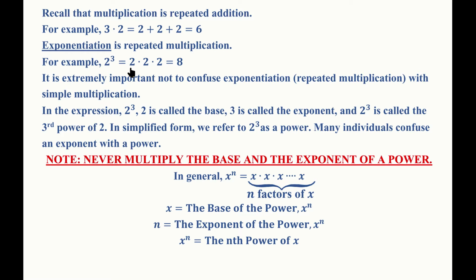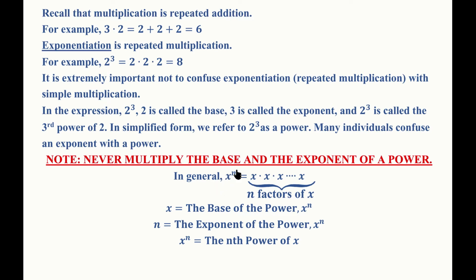A very common error that many students make when they first learn about exponents is they multiply the base and the exponent, which is completely wrong, of course. There is no scenario in mathematics where you multiply a base and an exponent. You have to interpret what the exponent means and then apply it. So make sure you never multiply the base and the exponent in what is called a power.